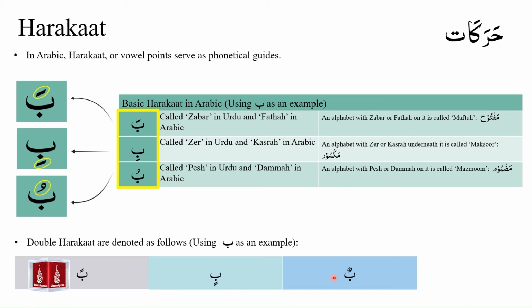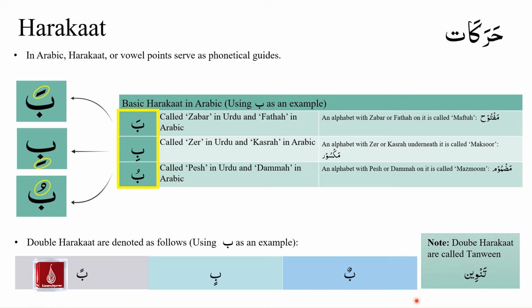So depending on whether we have single harakat or double harakat, we will have the sounds ba versus ban, bi versus bin, boo versus bun. Double harakat are called tanween.